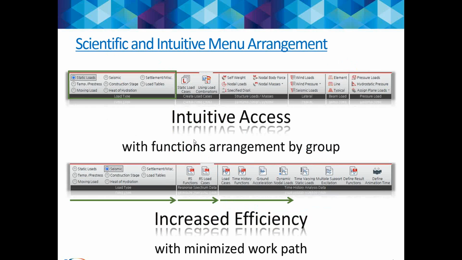This ribbon menu system will reduce the number of mouse clicks by placing the frequently used functions at the top level of each tab menu. As you can see in this picture, load types are provided by grouping to enter the desired load data more intuitively. Also, for selecting the design code, we can select it directly from the top level of the design menu. I will show you with the program.